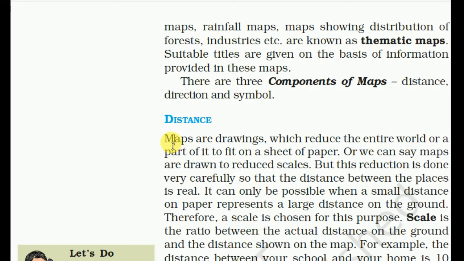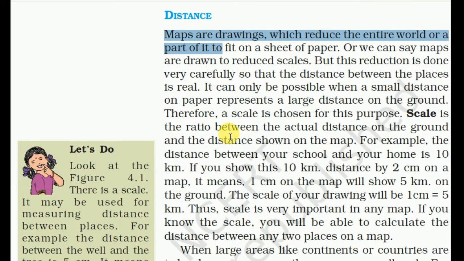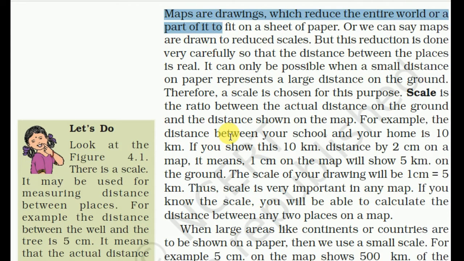Distance. This is one of the three components of maps. Maps are drawings which reduce the entire world or a part of it to fit on a sheet of paper, or we can say maps are drawn to a reduced scale, but this reduction is done very carefully so that the distance between the places is real. It can only be possible when a small distance on paper represents a large distance on the ground. Therefore, a scale is chosen for this purpose.